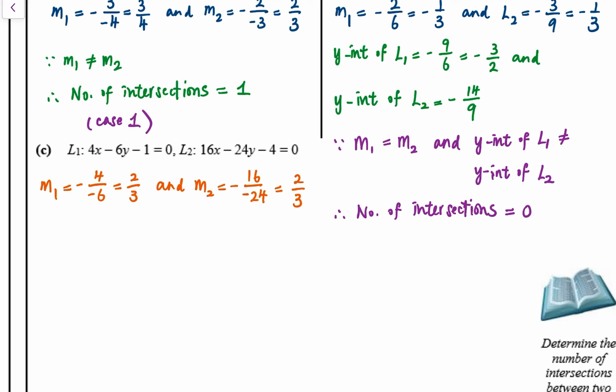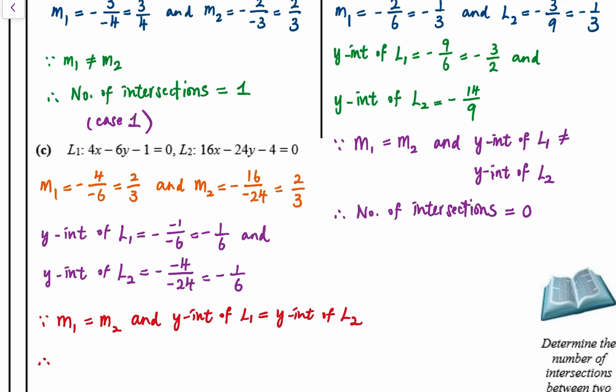Part C, L1 and L2 have the same slope, so let's find the two y-intercepts. And the y-intercepts are equal. That would be the third case where the two straight lines are coincident. So L1 and L2 have an infinite number of intersections.